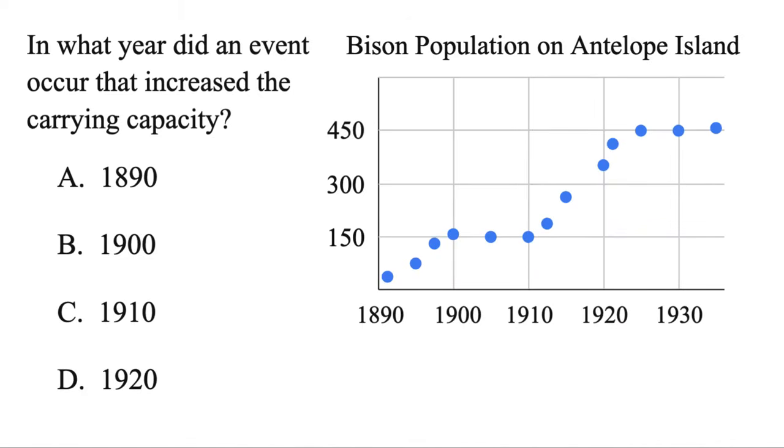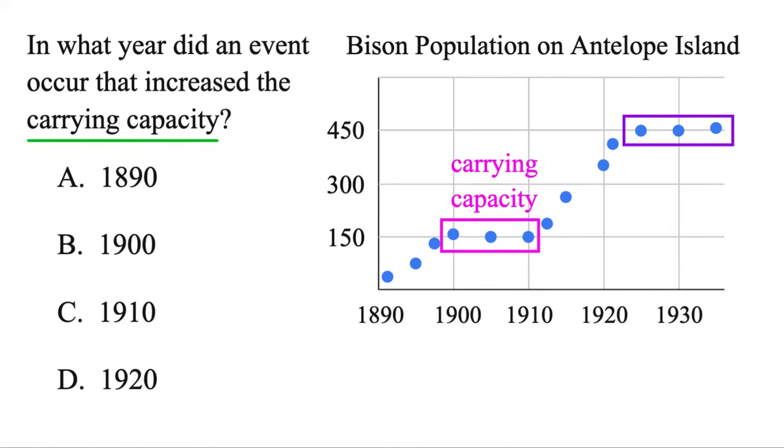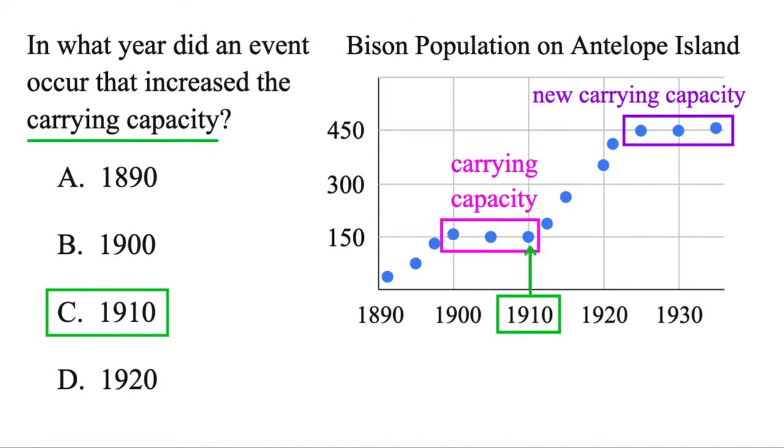Okay, the next one. In what year did an event occur that increased the carrying capacity? Well, that's just where the graph levels off. And right here, the carrying capacity is 150 bison. But later on, it increases to this new carrying capacity. But the question is, in what year did an event occur that increased it? Well, the increase happened somewhere around here. So a good estimate would be around 1910. So that's all for that one.